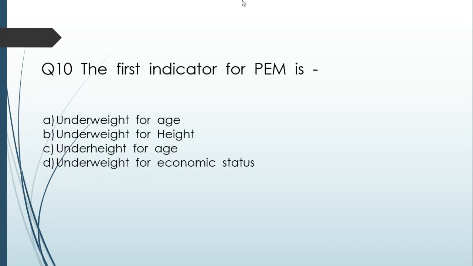Question number 10. The best indicator for PEM, PEM means protein energy malnutrition, is option A underweight for age, option B underweight for height, option C underweight for age, and option D underweight for economic status, and its answer is underweight for age.